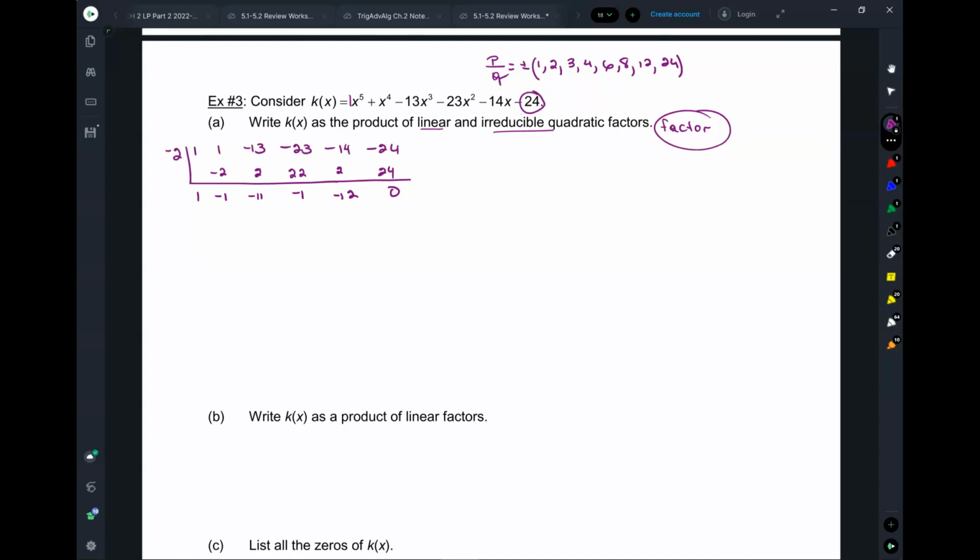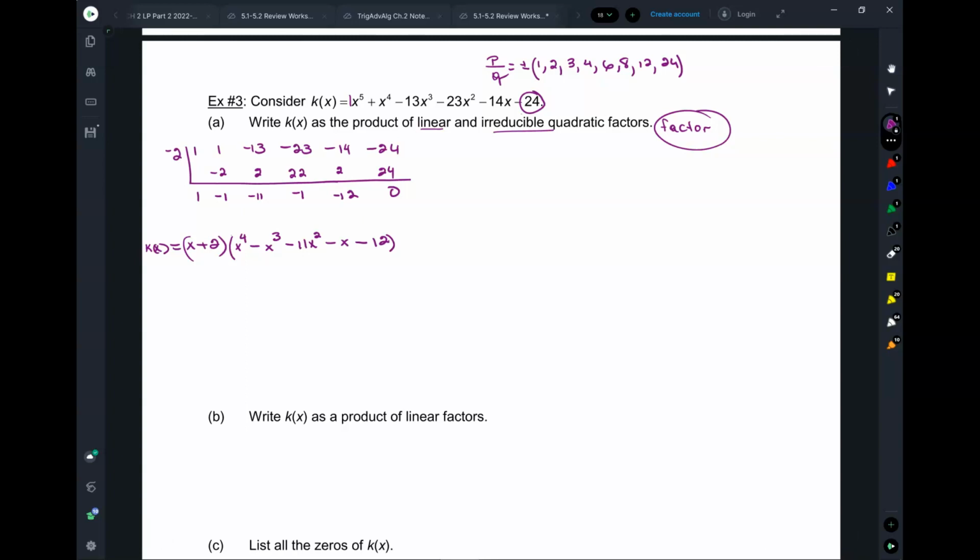This means that I can now write k(x) as x plus 2, from the -2 on the outside, right? And remember how these are now the coefficients of the new polynomial? Whenever you do synthetic division, the degree gets reduced by 1. So it's x to the 4. So now it's going to be 1x to the 4 minus 1x cubed minus 11x squared, and so on. So x to the 4 minus x cubed minus 11x squared minus x minus 12. Okay, so this is not factored at all.